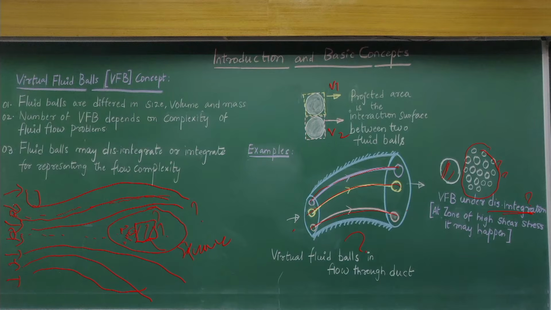That interaction of the two balls will not be defined as a point of contact. We will consider a projected area, under which there will be exchange of momentum flux, or the fluid balls will be disintegrated and can go up and go down. All that we will talk about when we talk about the interface, the surface levels, and how the fluid particles are moving.